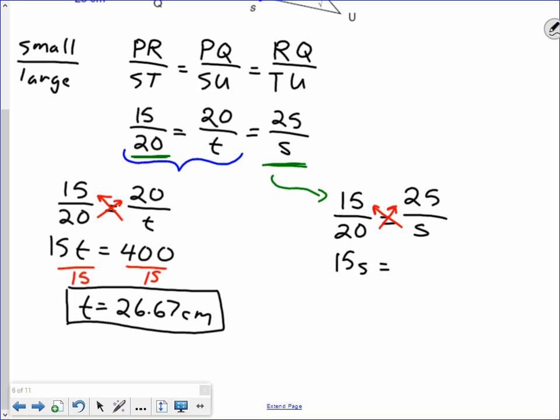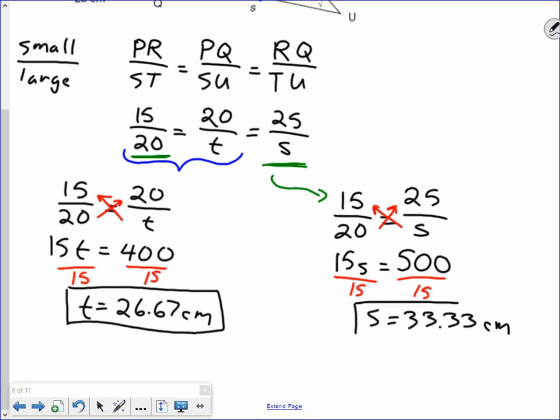15S is 20 times 25, which is 500. Again, we're dividing both sides by 15. So S is going to be 33.33 centimeters. Punching that into our calculator. Okay, so we match up the corresponding sides, we set up our proportion, and then we solve our proportion.